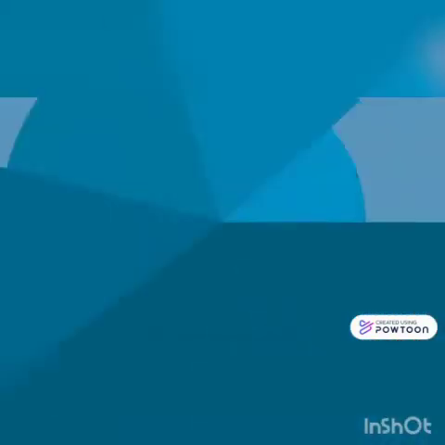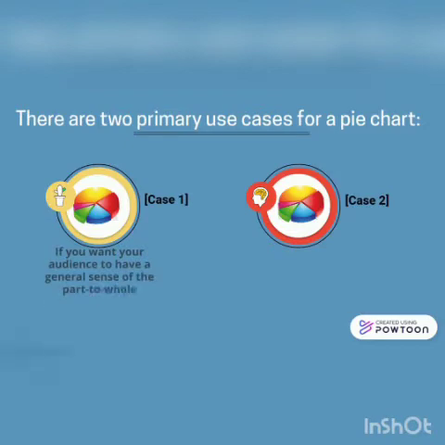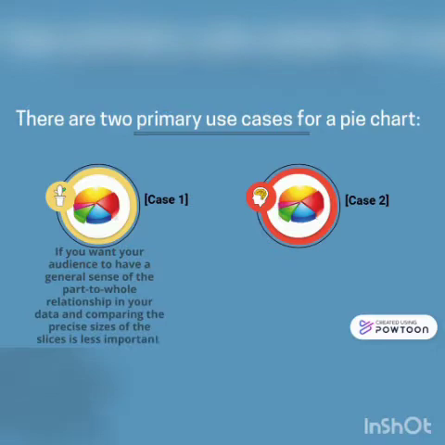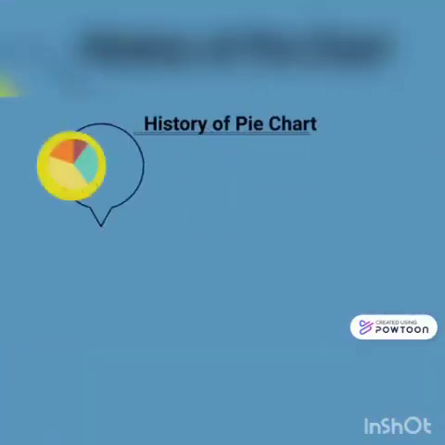Okay? There are two primary use cases for a pie chart, case 1 and case 2. For case 1, you want your audience to have a general sense of the part-to-whole relationship in your data, and comparing the precise size of the slices is less important. And case 2 is to convey that one segment of the total is relatively small or large. Okay, next, history of pie chart.